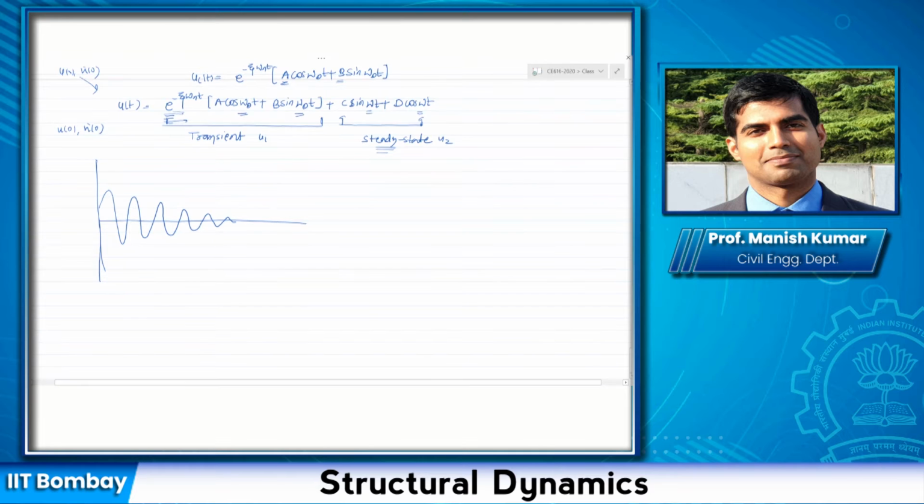Now again I have a second solution u2, which is the steady state solution, and let us say again it looks something like this at some different frequency. It doesn't have to be larger. I'm just doing it for demonstration purposes here. This is my u of t. So this is basically u1, which is transient, and this solution dies down after some time, and this is the forced or the steady state solution.